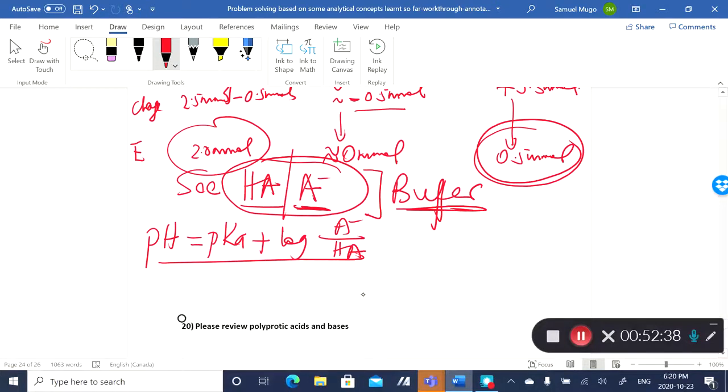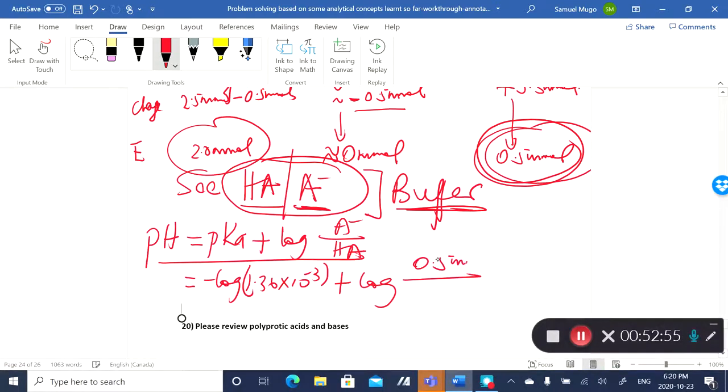And then what you need to do is just substitute the constants here. The pKa is known, it is 1.36 times 10 to the power minus 3, and you've just calculated the amount of the base, which is 0.5 millimoles, and you have the amount of acid, 2.0 millimoles. And when you solve that problem, you're going to see the pH is equal to 2.26.